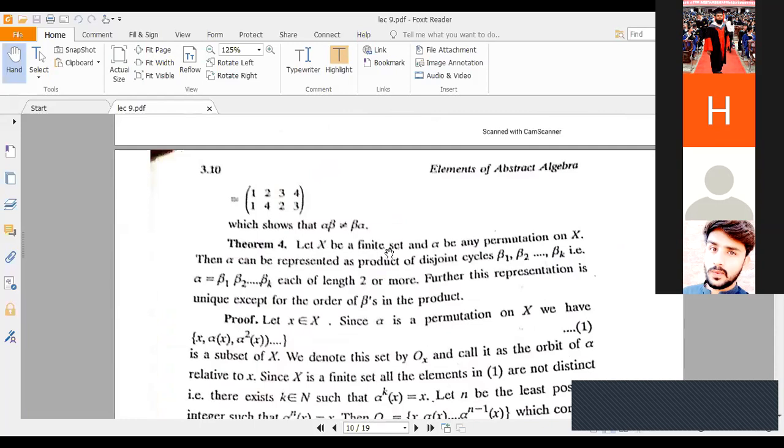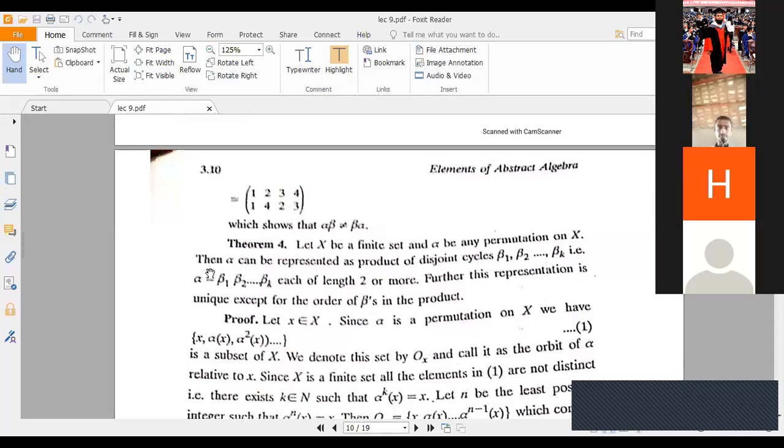And another result: let X be a finite set and alpha be any permutation on X. Then alpha can be expressed as a product of disjoint cycles beta 1, beta 2, up to beta k, each of length 2 or more. Further, this representation is unique except for the order of these. It means if X is any finite set, any permutation on X can be represented as a product of disjoint cycles. Any permutation alpha can be represented as B1 product B2 up to Bk, but each length is at least 2. Means any permutation can be represented as a product of disjoint cycles.